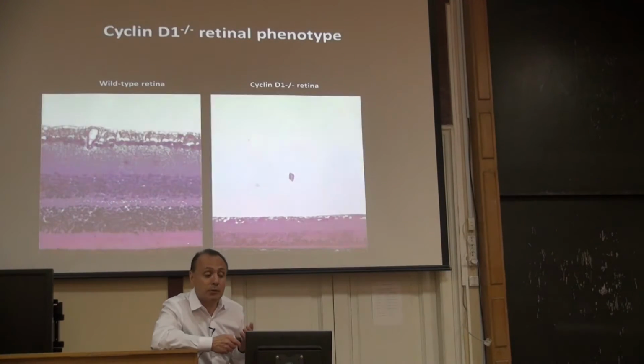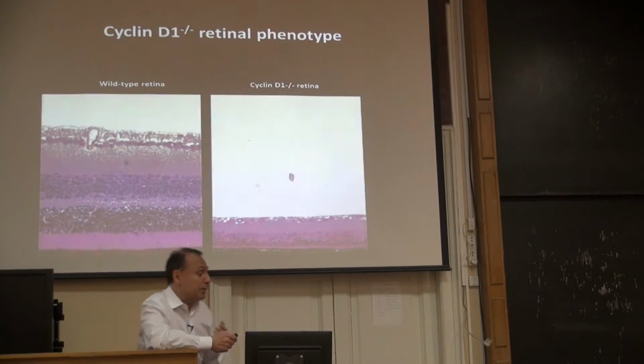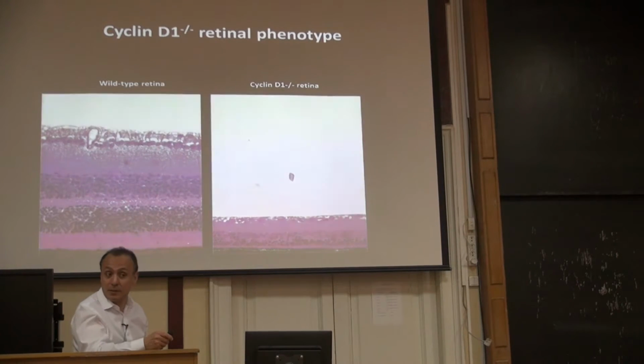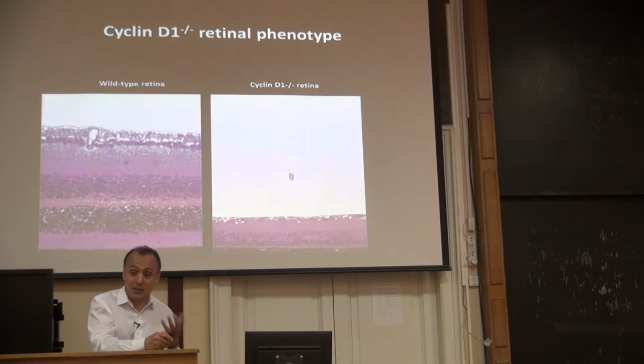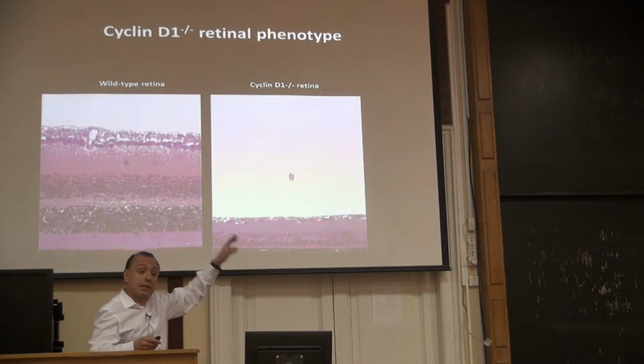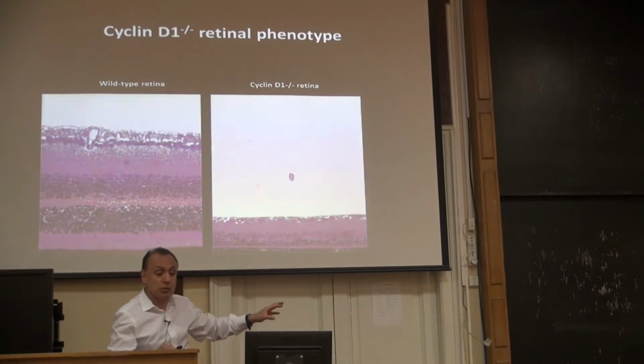And why do we care? Why do we want to have this short list? Well, the reason being that, as I showed you, this is the retina of a wild-type mouse, and this is the retina of a cyclin D1 knockout mouse, and this is very hypoplastic. And we wanted to see, does this transcriptional function underlie this phenotype? Can this phenotype be due to cyclin D1 sitting on the promoters and doing something?